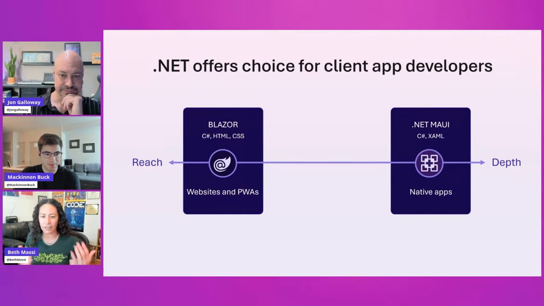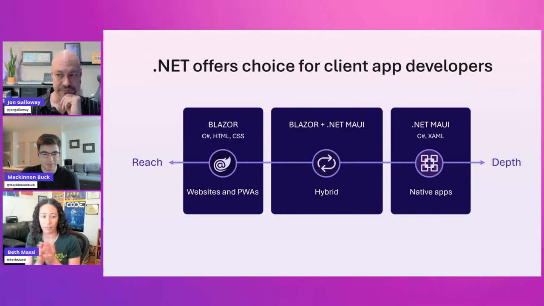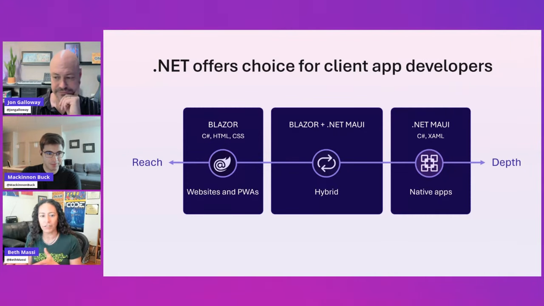But this is a sliding scale, right? You can build a Blazor UI that runs on the native apps themselves. And in addition to this, you can structure your solution so that you can run your UI on the Blazor web app as well as the MAUI native app. And that's what I'm going to show you guys how to do today. And then what we're trying to do in .NET 9 is make it even easier to get started with that type of project.